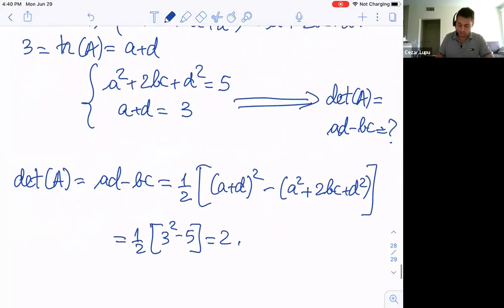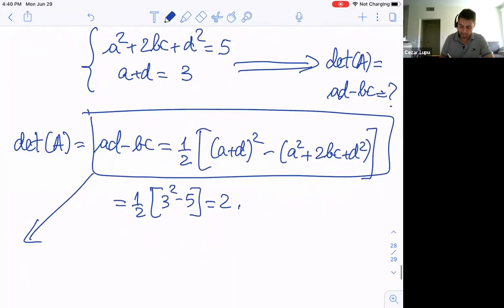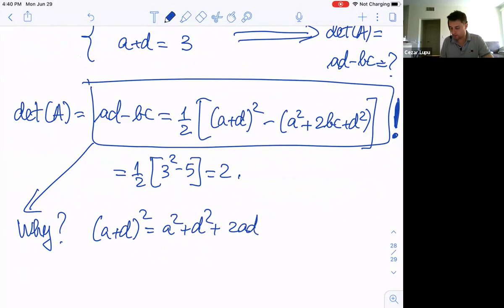So, okay, let me give you a reasoning why this is true. This identity is true here. So why? Well, if you look closely at (A plus D) squared, this is nothing else than just A squared plus D squared plus 2AD. So the A squares cancel, and it will stay only AD minus BC with 2 times in front of it, times 1/2, it will be exactly the determinant. So that's the trick. There's nothing special to see. All right.